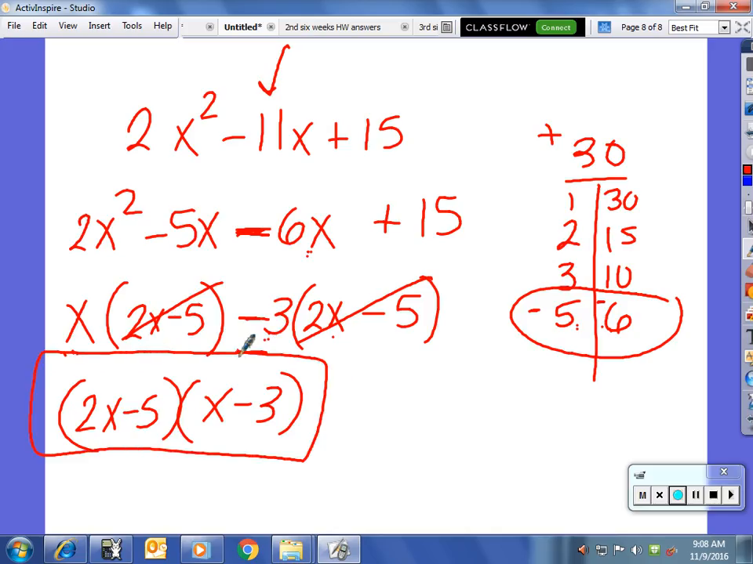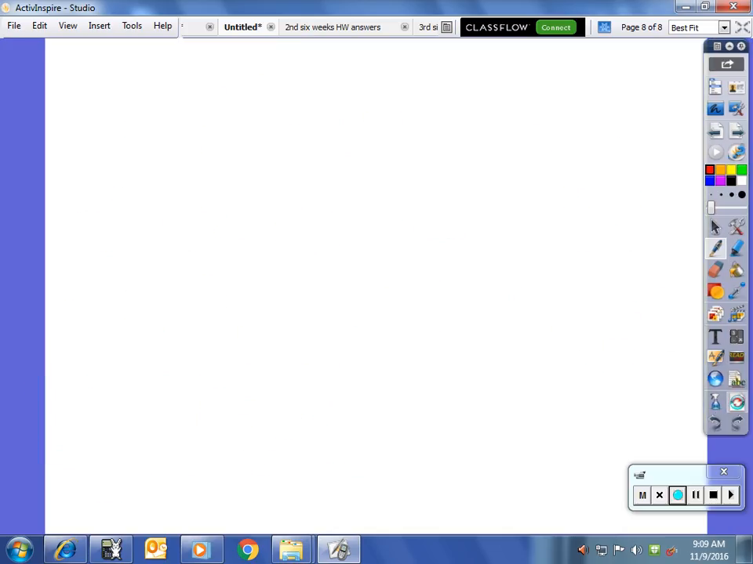How can I be absolutely sure? Multiplying back. It doesn't take long, especially the more you do these, you can do them really quickly. I'm getting 2x squared minus 6x minus 5x, and I'm getting a positive 15 on the end. Sure enough, that adds up to negative 11x in the middle. Okay.